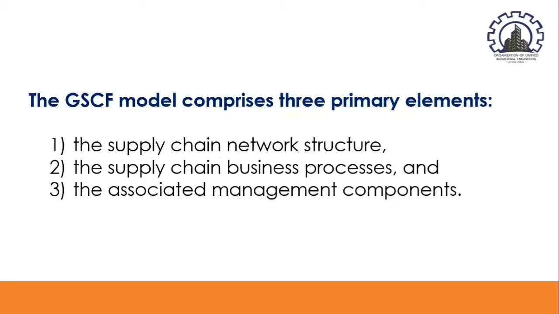So the GSCF model comprises 3 primary elements. First, we have the supply chain network structure, which consists of the network relationships among business partners across the supply chain. So this is the relationship of your business towards your suppliers, because suppliers are considered your business partners in the supply chain network. And second, the supply chain business processes.